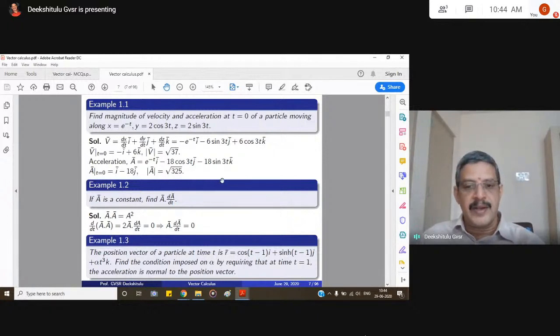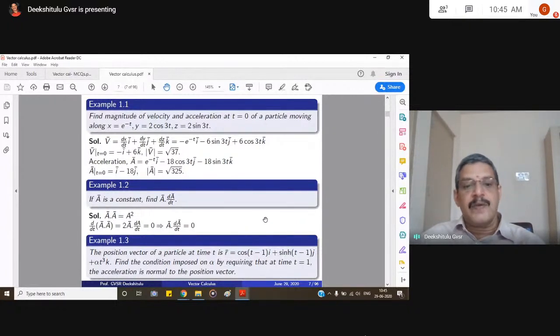This type of problem we get in the GATE examination. If a bar is a constant, we have a standard result. It may be asked like this: if a bar is a constant vector, then which one of the following is true? A cross dA by dt is equal to 0, or A dot dA by dt is equal to 0.